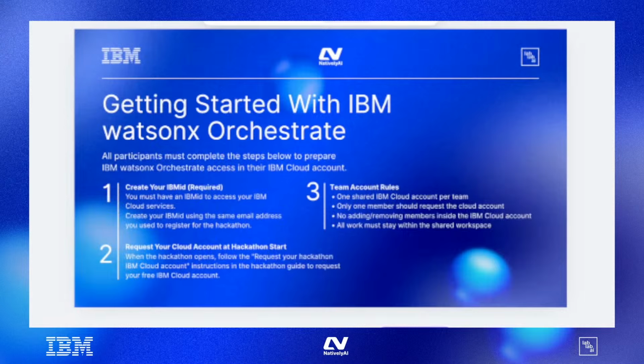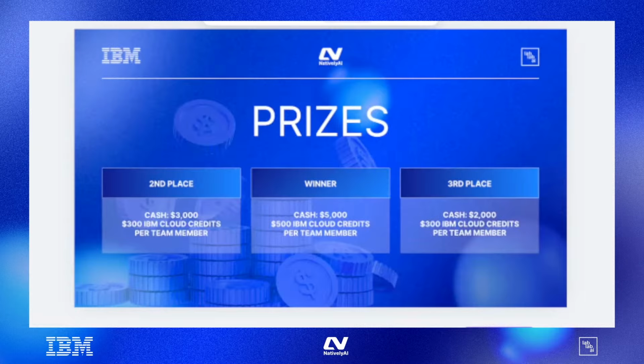So, if it comes to the details, there's one shared IBM Cloud account per team, and teams can be from 1 to 6 people. Only one member from each team should request the cloud account. Within the IBM Cloud account, there's no adding or removing the members, and all your work must stay within the shared workspace.